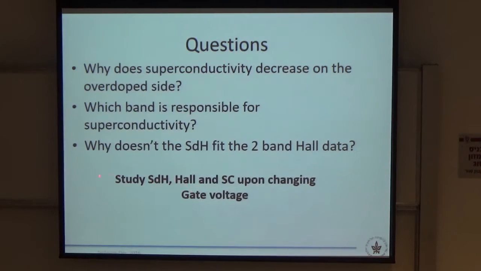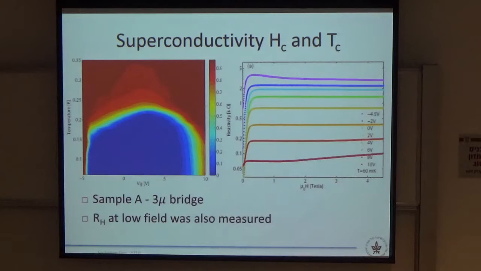Okay, so we looked carefully at Shubnikov–de Haas, Hall, and superconductivity with gate voltage. It's a lot of work, and we had to go to Tallahassee, the magnet lab, and to Nijmegen, in Holland, another magnet lab. In Nijmegen, the magnet didn't work. We needed to go again to Tallahassee, and eventually we got the data.